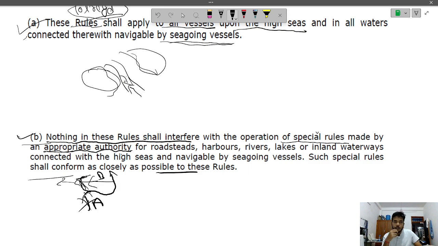I think you understand. And the meaning of roadstead is basically a narrow passage or narrow channel, covered by inland waters. This is your land, this is your land, and this is your water. So it is like a kind of road, and you can say inland water. I think you well understand the meaning of both these two rules, and hopefully you understand.